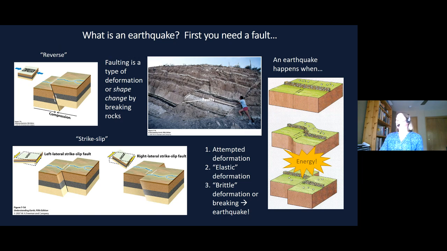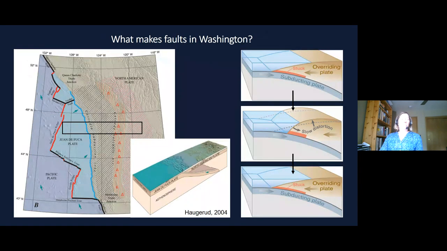So what makes faults in Washington? Well, the theory of plate tectonics suggests that the surface of the Earth is composed of many tectonic plates that can slide around laterally. And in the Washington area, we have two tectonic plates that meet off the coast. The one underneath the Pacific Ocean is the Juan de Fuca plate, and the one that we live and work on is the North American plate. And they're moving towards each other, as this map shows.